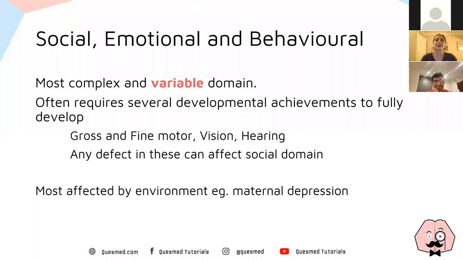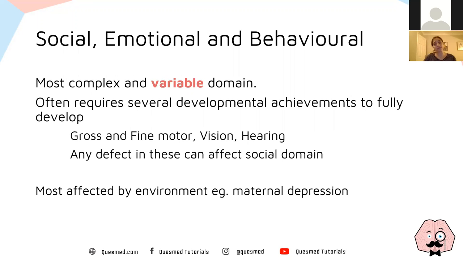Okay, so in terms of this domain, it really is the most complex, I would say the hardest to remember. And it really is the one that tends to develop, as you would imagine, a bit later on, because in order to show emotions, be social, you need to be able to do all the things we've talked about before. You need to be able to walk and talk and pass objects and interact with people and friends and talk to your parents because you want to tell them that you're upset.